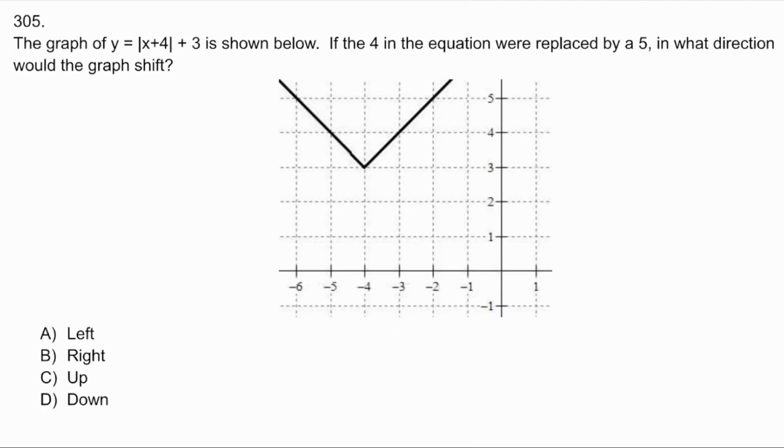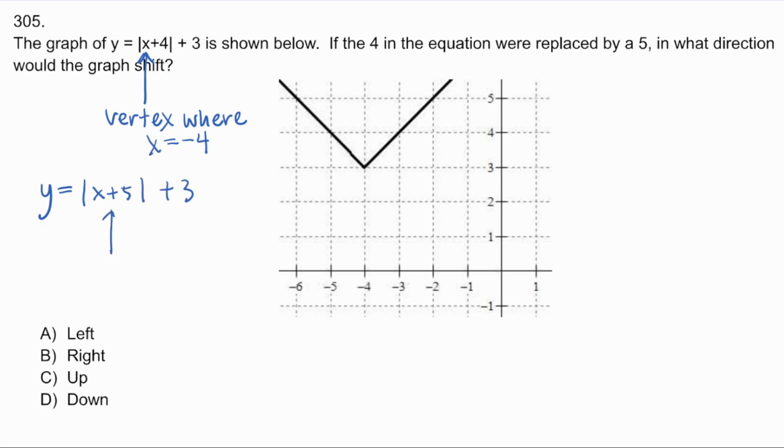Okay, this next one, oh yeah, I like this one. The graph of y equals the absolute value of x plus 4, plus 3 is shown below. If the 4 in the equation were replaced by a 5, what would happen to the graph? Okay, so we know that the x plus 4 really means that if I plug in x equals negative 4, I'm going to have a vertex, because we know we're encountering a vertex when we're taking the absolute value of 0. And if I was to switch that to a 5, I'd have a vertex where x is equal to negative 5.